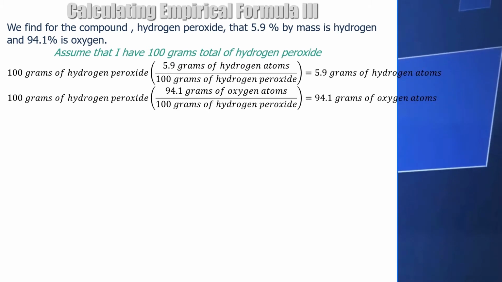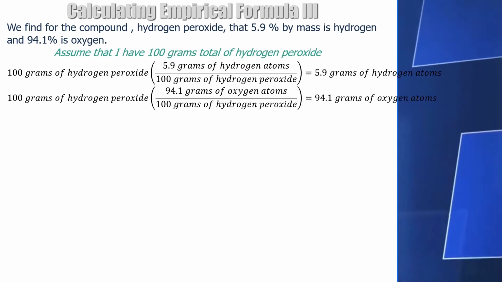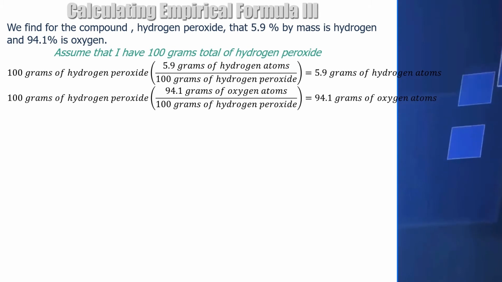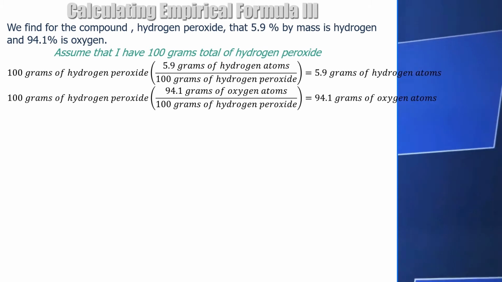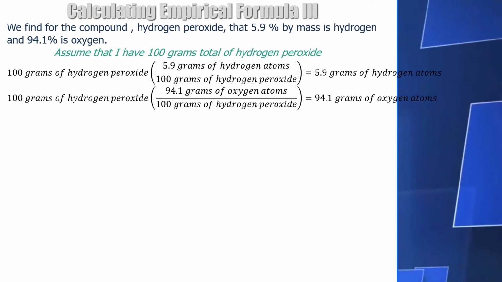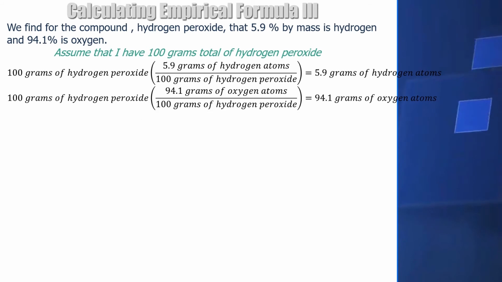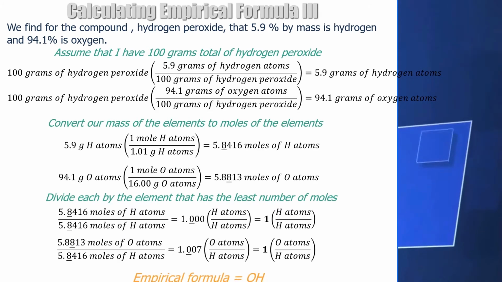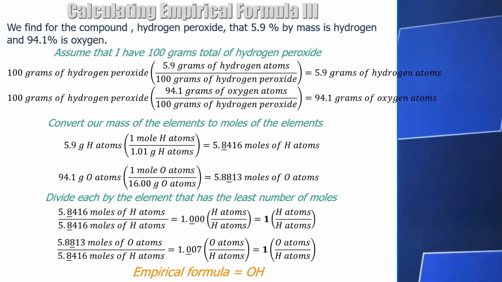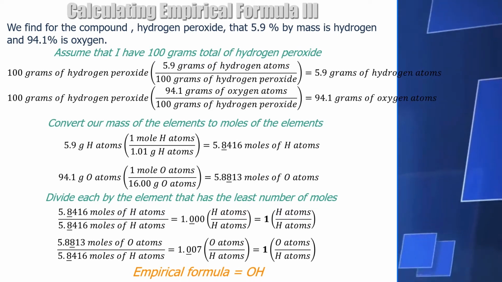If we multiply 100 grams by the percentages of each element in the compound, this gives us 5.9 grams of hydrogen and 94.1 grams of oxygen, analogous to the magnitude of the percentages. Now we run the computation as we did in the previous two slides. For this example, we obtain the interesting empirical formula HO.